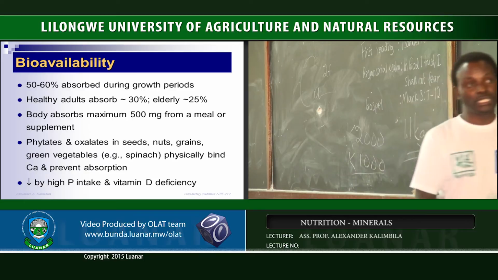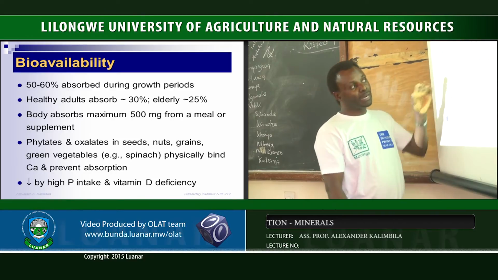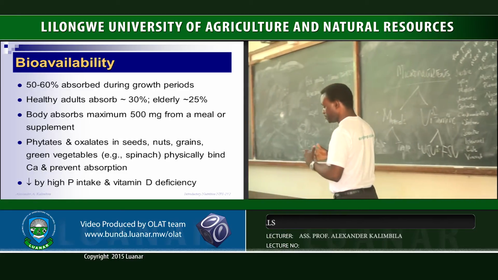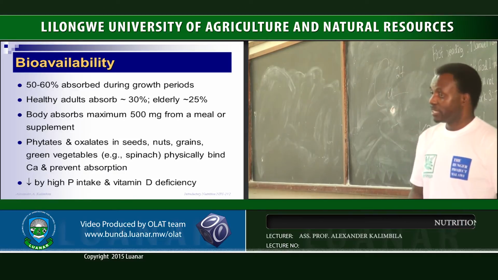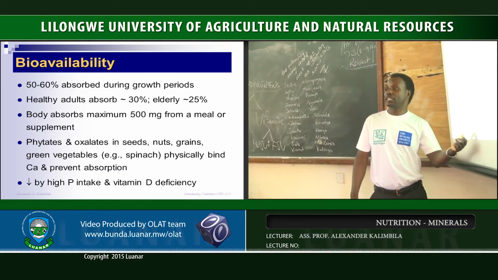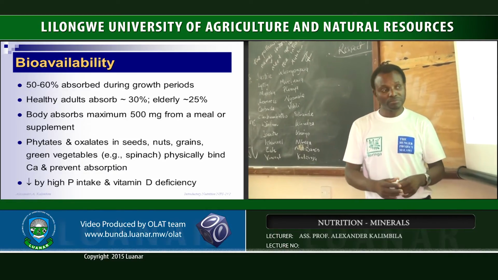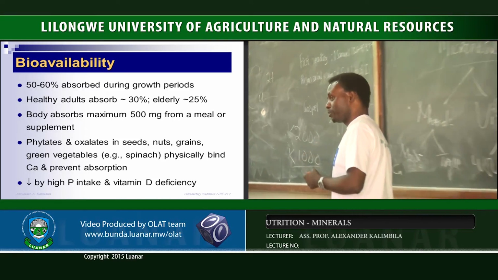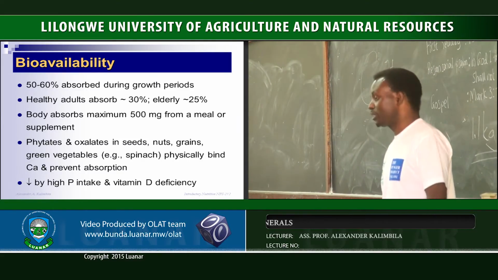What is the problem? In seeds, nuts, grains, and vegetables, the problem is that calcium is bound by phytate and oxalates. They physically bind it, making it unavailable. And to make matters worse, calcium absorption is decreased by a high intake of phosphorus. The more phosphorus you take, the less calcium you absorb. And if you have a diet deficient in vitamin D, you will reduce absorption even much further. At the end of the day, you just wonder what happens to calcium.